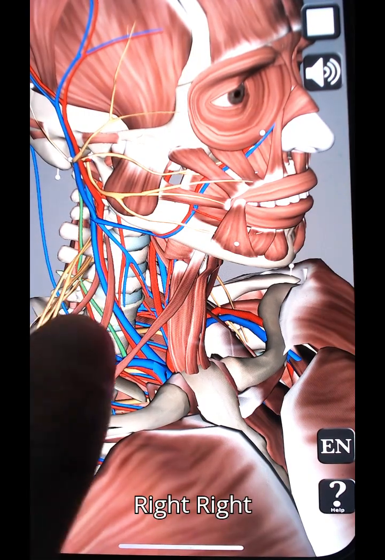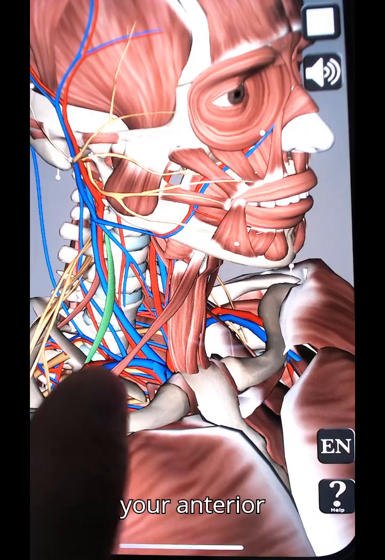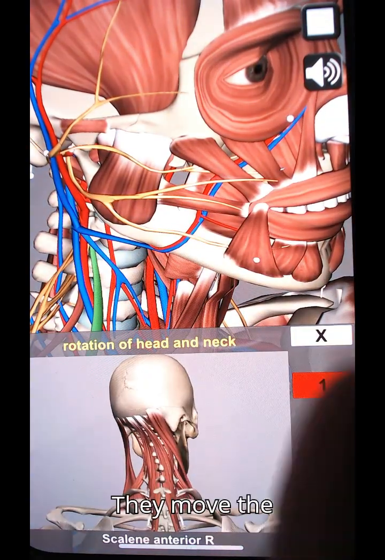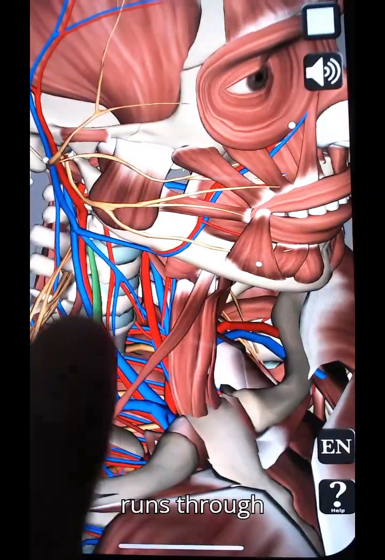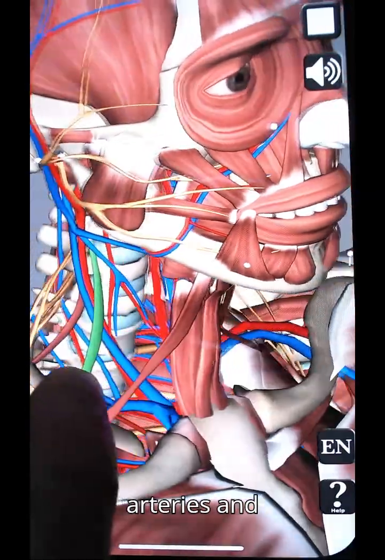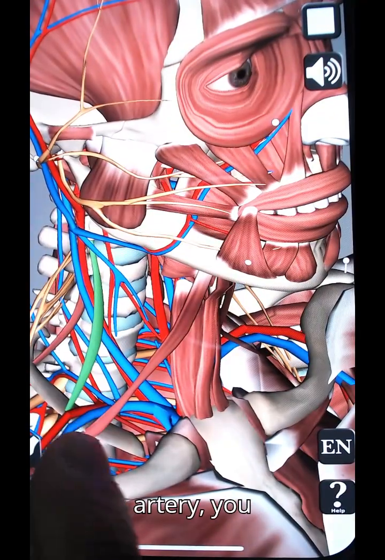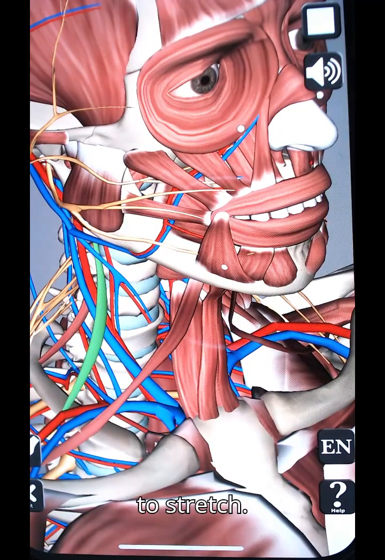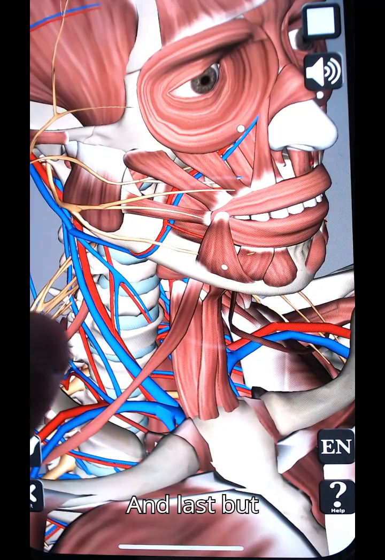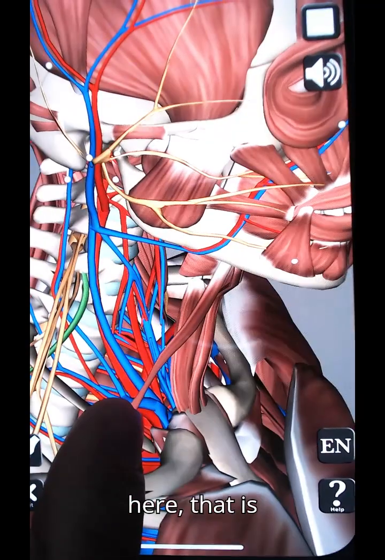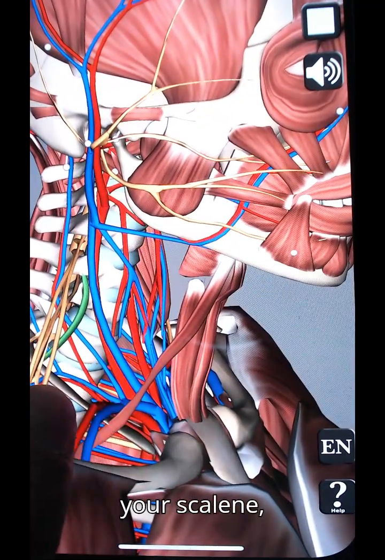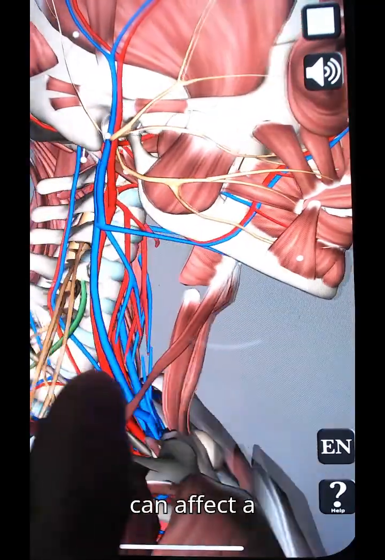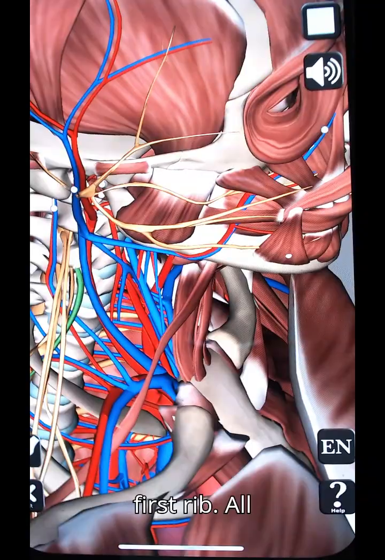All right, right here. That's your anterior scalene. What do these muscles do? They move the neck. And again, it runs through some major carotid arteries and some veins. External carotid artery, you don't want to mess with those that much. This is an area that I ice or rotate to stretch. We're going to remove that one. And last but not least, this guy right here, that is your scalene posterior. And that scalene can affect a lot because it goes to that first rib.